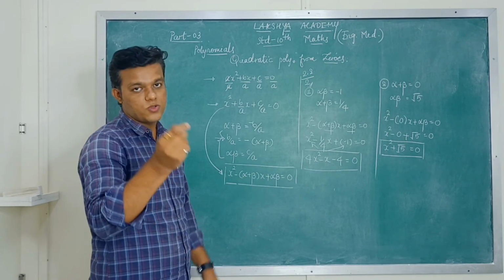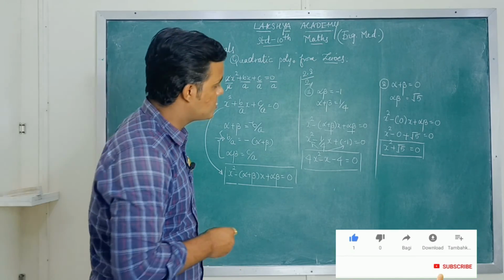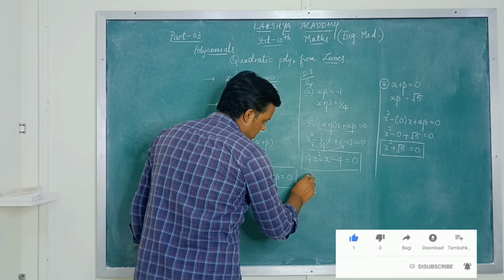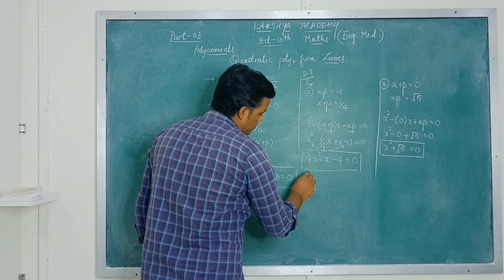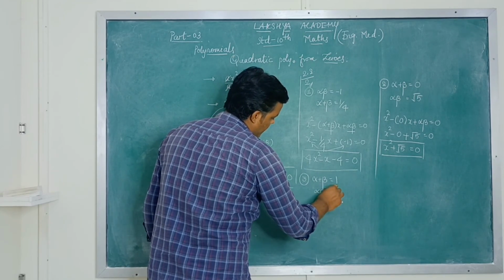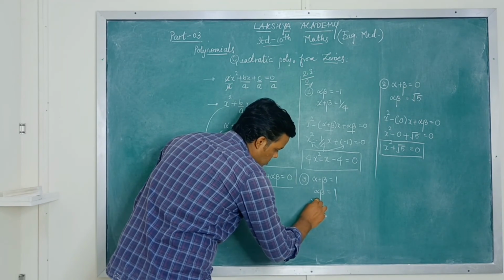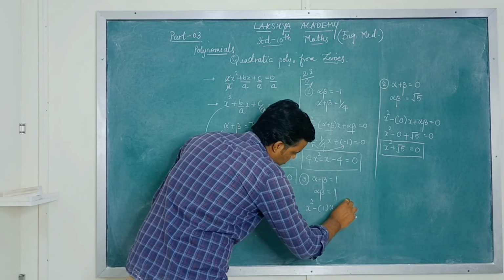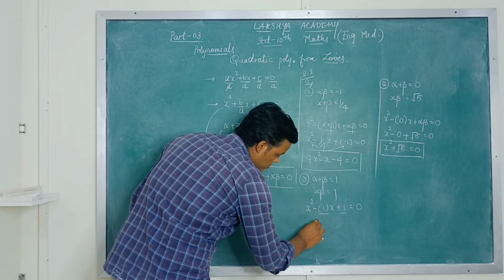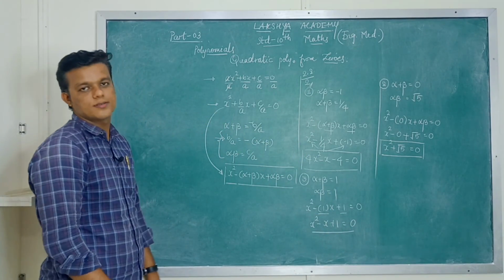We will try to solve one more example related to this topic, where both the values of addition and multiplication are the same. Number 3, where alpha plus beta equals 1 and alpha beta equals 1. So we can find the equation directly. x square minus 1x plus 1 equals 0. Alpha plus beta, alpha beta. So it will be x square minus x plus 1 equals 0. This is your answer, right?